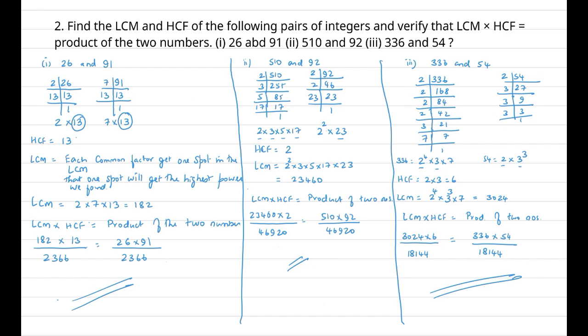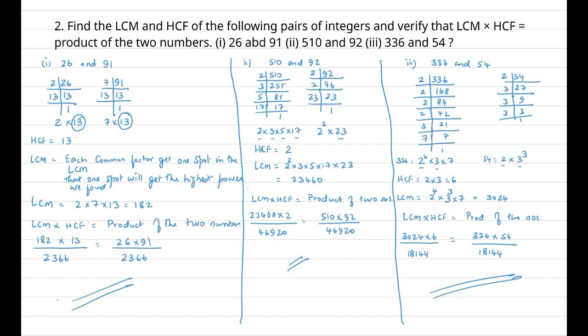Hope you understood the working. Thank you so much. The only catch is you should know how to write the value for HCF and the value for LCM. For LCM, you basically follow this rule: each common factor gets one spot in the LCM and that one spot will get the highest power.